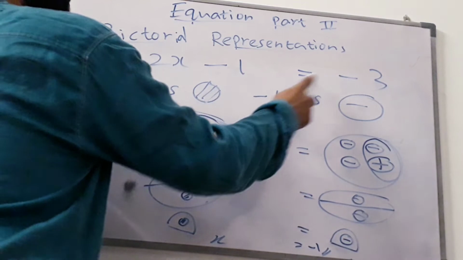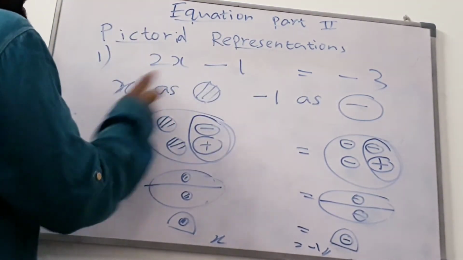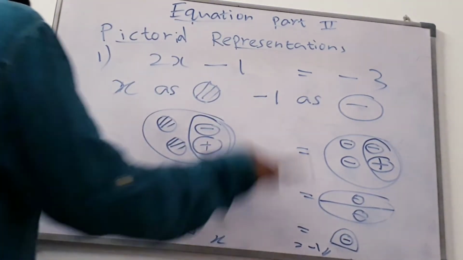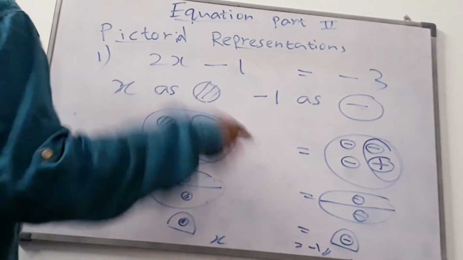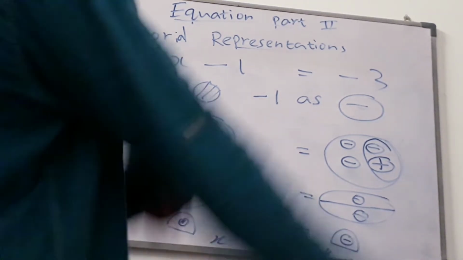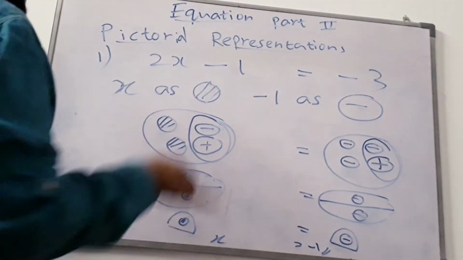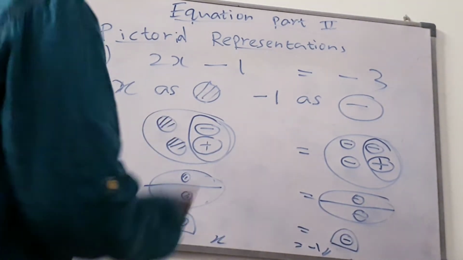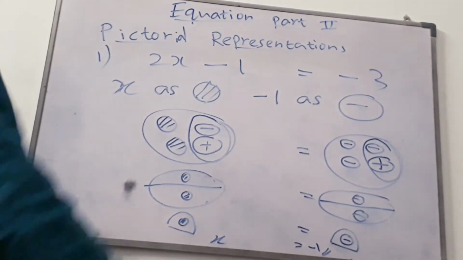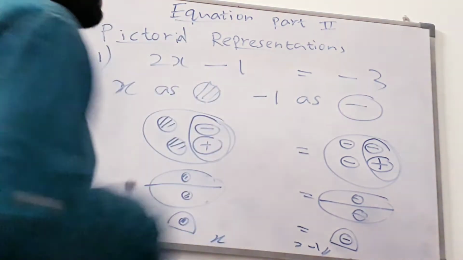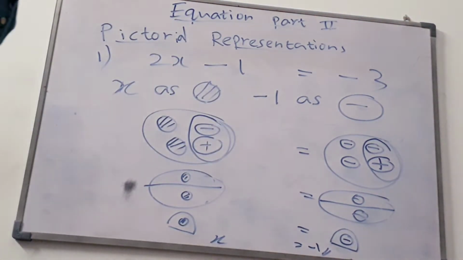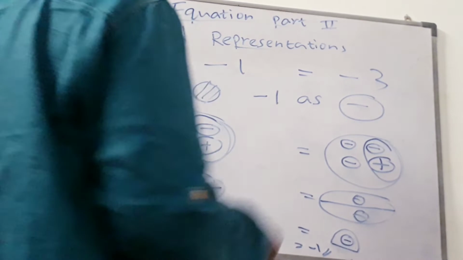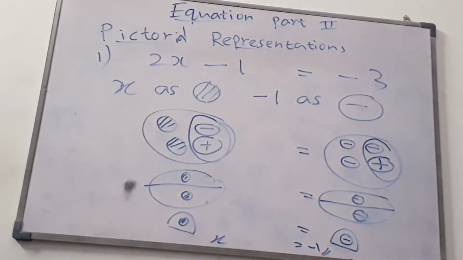2x minus 1 equals minus 3. I took x as a colored circle, and minus 1 as a minus symbol within the circle. So 2x minus 1 can be drawn as 2 colored circles and 1 minus circle. And on the right hand side there are 3 minuses, so there are 3 circles with minus symbols.